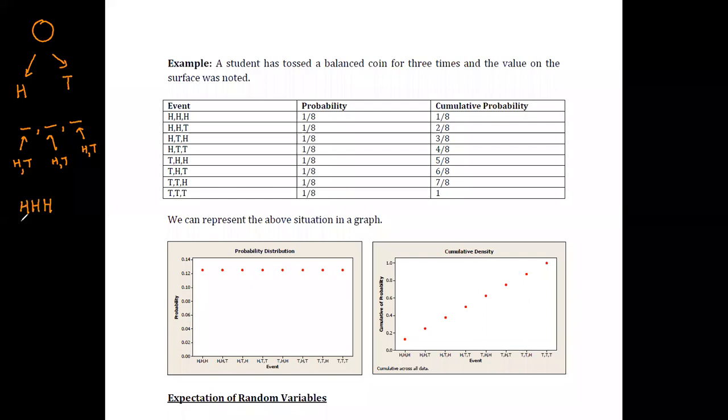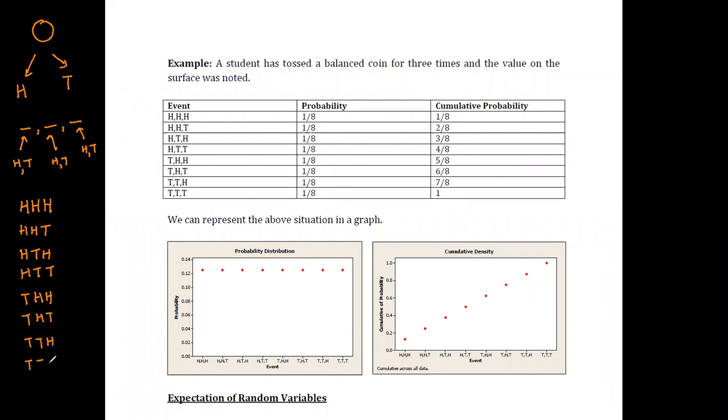This would be one outcome. Then head, head, tail is the next outcome. Then head, tail, head, and head, tail, tail. Now we move to the second group. If in the first toss you get tail, then again two heads, tail, head, tail, tail, tail, head, and tail, tail, tail. You can see there are altogether 8 possible outcomes. Those are the possible events of tossing a fair coin 3 times.